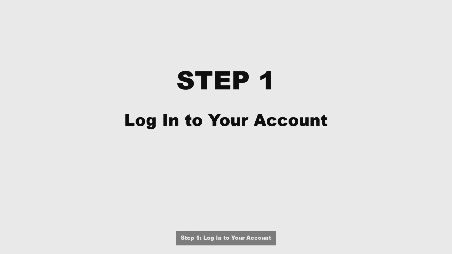Changing your payout settings on checkout.com is a straightforward process. Follow these steps to ensure your payout preferences are set correctly. Step 1. Log into your account. Visit the checkout.com website and log in using your credentials. Make sure you have the necessary permissions to access payout settings.